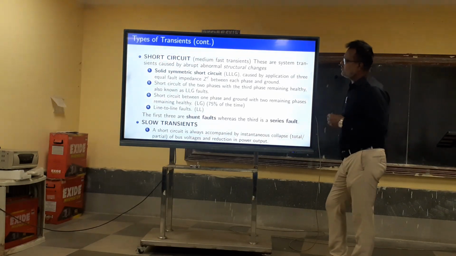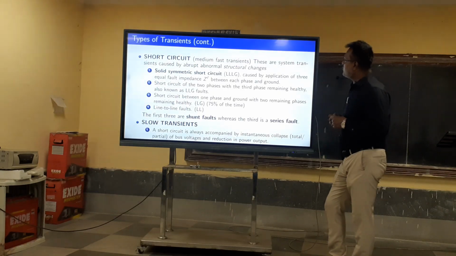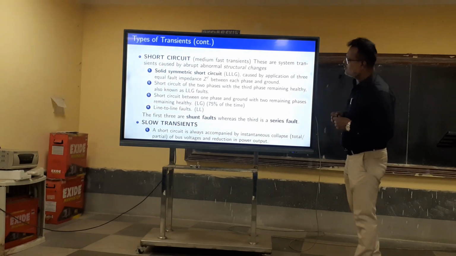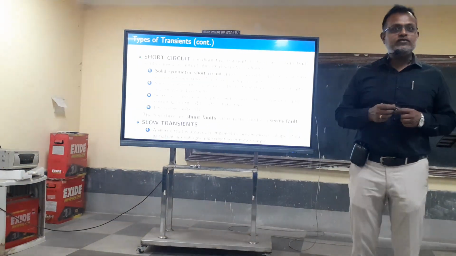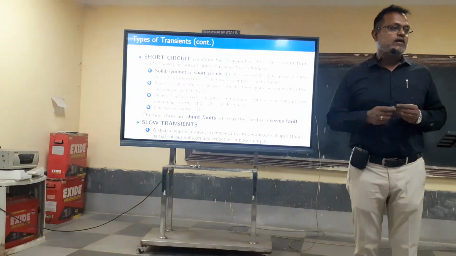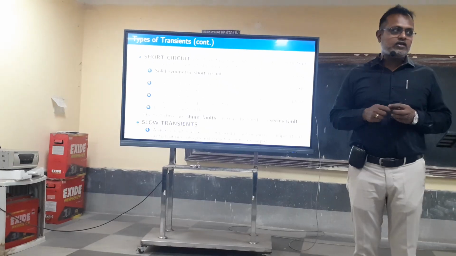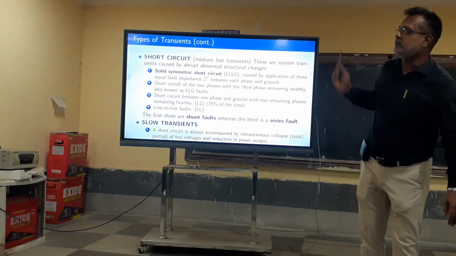The second kind of transients are medium fast transients. These are system transients caused by abrupt, abnormal structural changes. So these are basically the faults that we generally analyze to compute the fault current and design various reactors, or some arrangement in the power systems. Circuit breaker and reactor ratings are decided based on this.